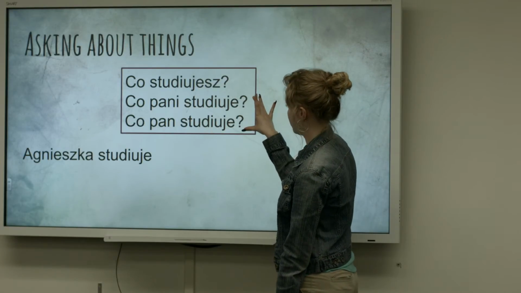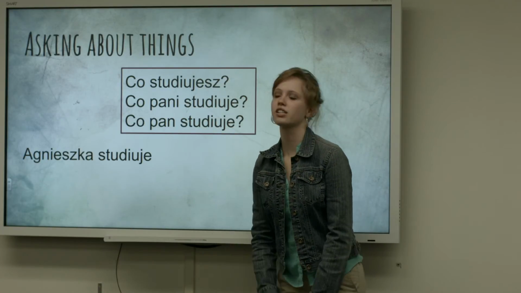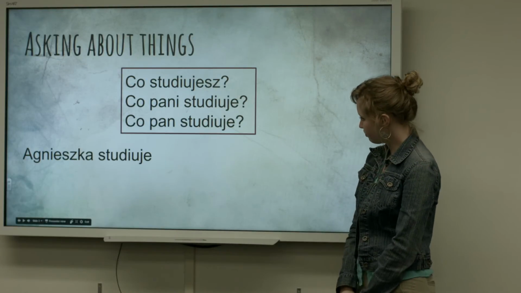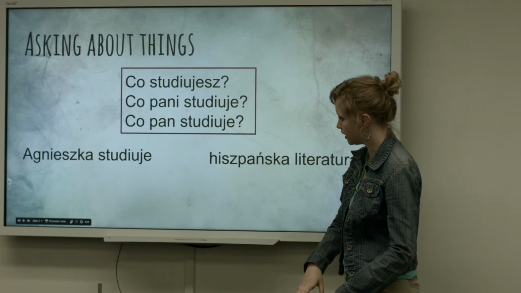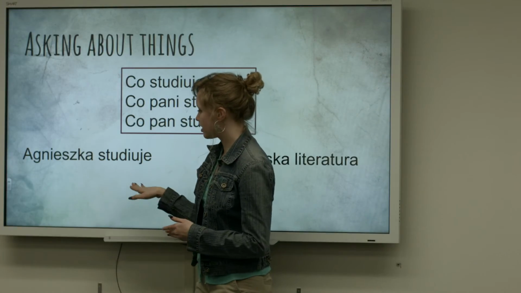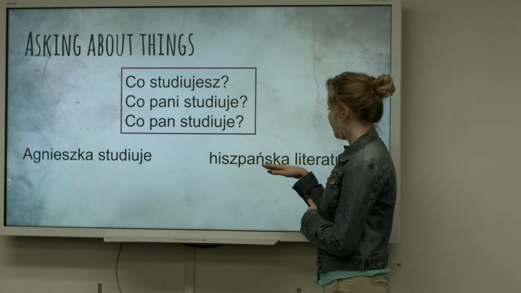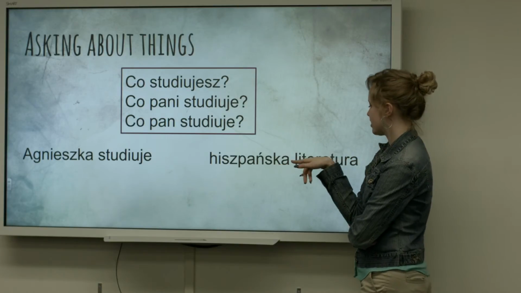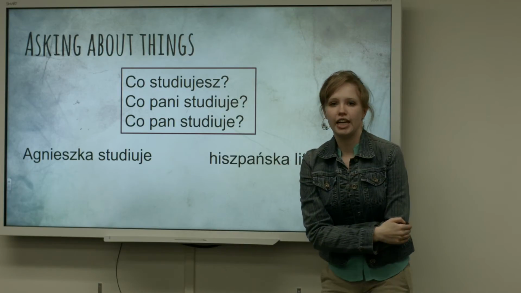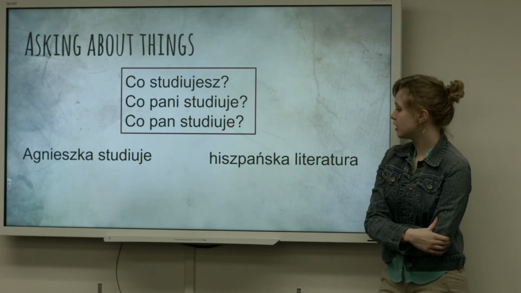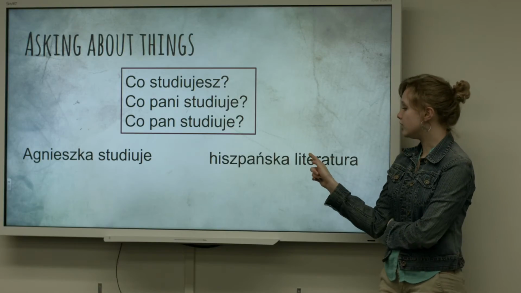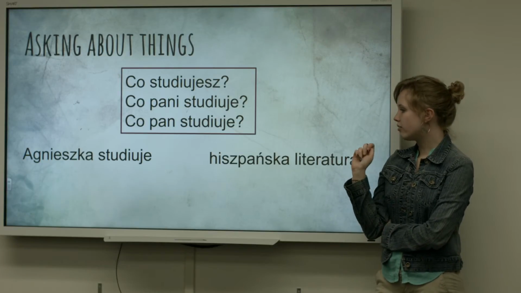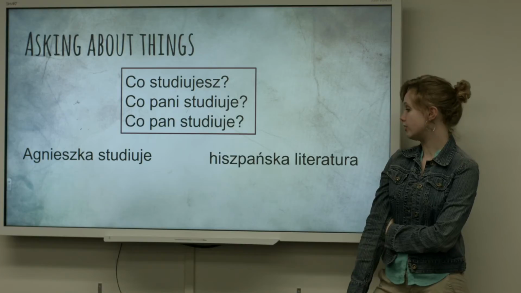This is informal, this is formal, pan and pani, Mr. and Mrs. So with the example, Agnieszka studiuje, we see that we want to say Agnieszka studies, Agnieszka studiuje, and we want to say that she studies Spanish literature. However, hiszpańska literatura is the nominative case of Spanish literature, and we know that because these are just A's at the end, telling us that they are feminine words, but that they're also in the nominative case.